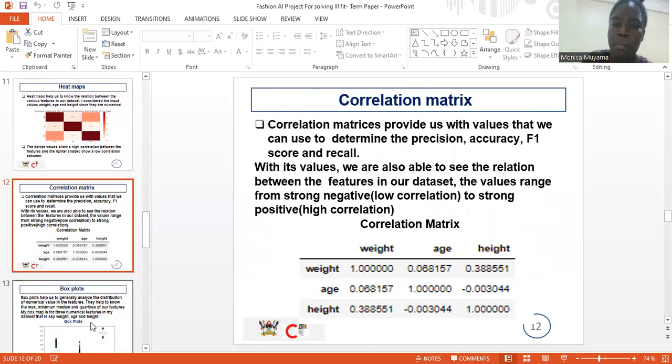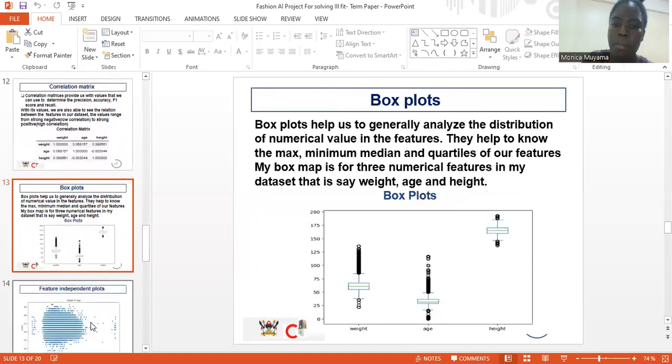Correlation matrix. Correlation matrices provide us with the values we can use to determine the precision, accuracy, F1 score, and recall. With its values, we are also able to see the relation between the features in our dataset. The values range from strong negative, low correlation to strong positive, high correlation.